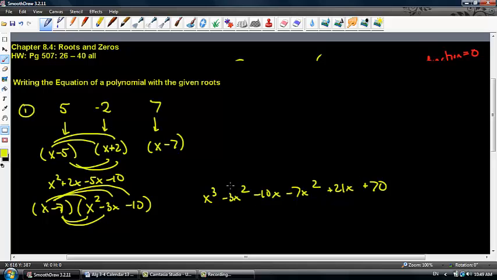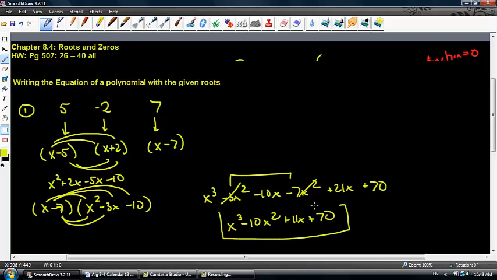And now I'm going to go and combine my like terms. I get x to the third minus 10x squared. Those are gone. Plus 11x plus 70. And that is my polynomial function. So again, you just write these with the opposite symbols involving an x, FOIL it out.